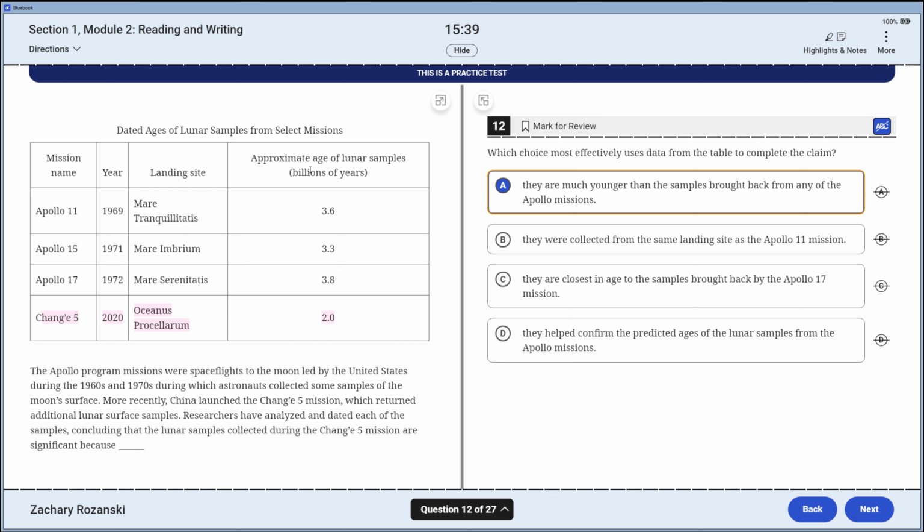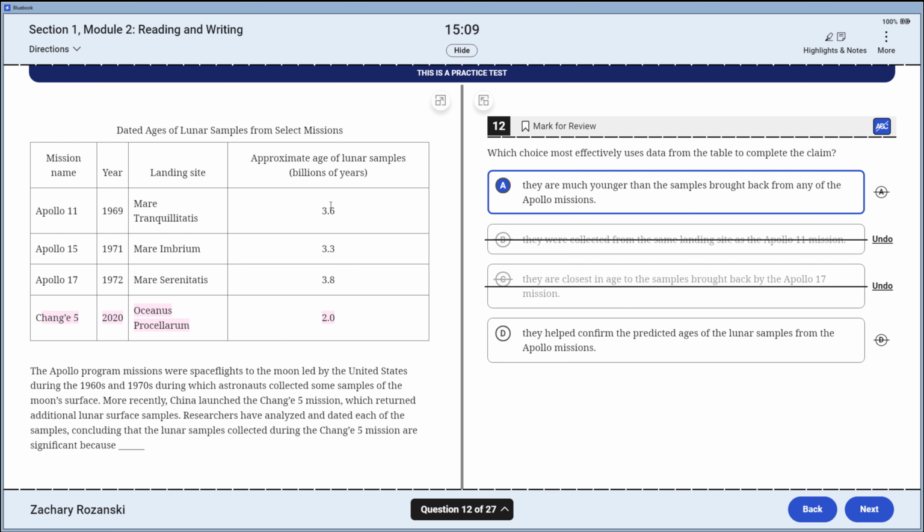That is true, billions of years. So this is how old they are. So 3.6 is way older. No tricks about inverting anything. I appreciate that. And that's all the Apollo ones. They were collected from the same landing site as Apollo 11. That's not true. They were closest in age to the ones brought back in Apollo 17. That is absolutely not true. It's farthest in age. They helped confirm the predicted age of the lunar samples from the Apollo missions.